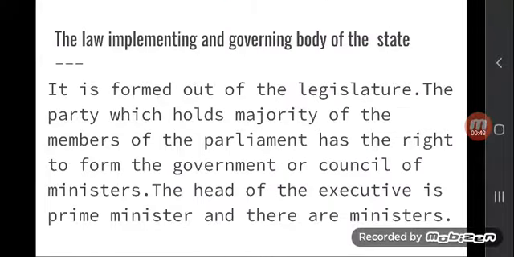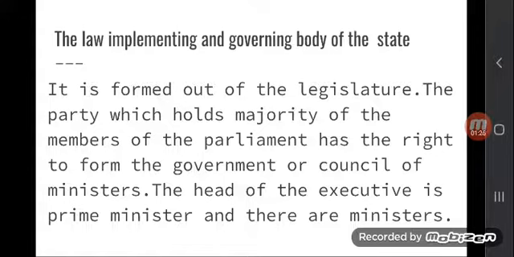So what is the executive? The executive is the law implementing and governing body of the state. As I have already told you, the executive is the government. It is the council of ministers. As you know, there are three important organs of the state: the legislative, the executive, and the judiciary. I have already talked about the judiciary in my previous class, and today we are going to discuss the executive.